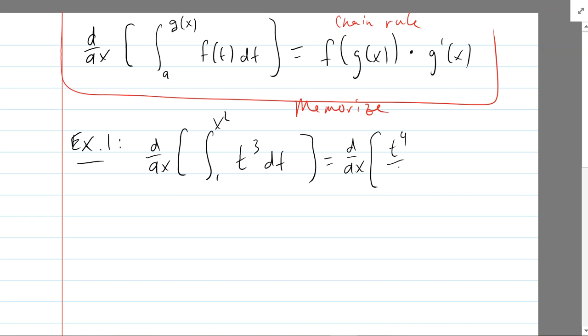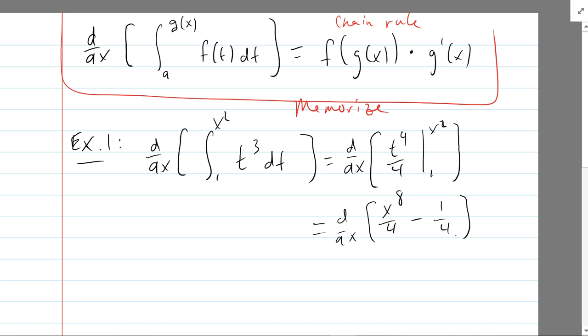T to the fourth over 4, and I'm evaluating from 1 to x squared. So I have the derivative with respect to x. When I plug in the x squared, do I get x to the 8th? Because x squared raised to the 4th power, you multiply the powers, over 4 minus 1/4. Agreed? Does everybody agree with me?